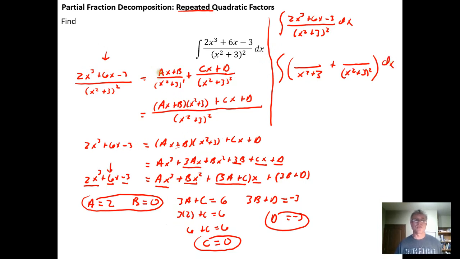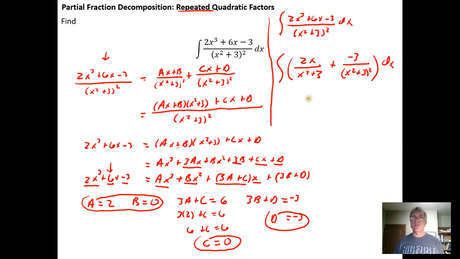And here a is 2, so we'll get 2x plus b, but b is 0, so we just get 2x sitting here. Plus, we step over here, we see c is 0, so we get 0 times x is 0 plus d, but d is just negative 3. So here's the integral that we get. And I'm kind of going to leave this here. We would need to evaluate this integral.